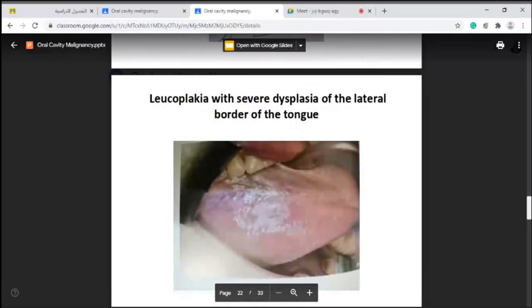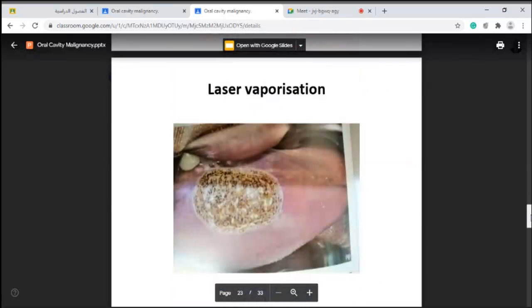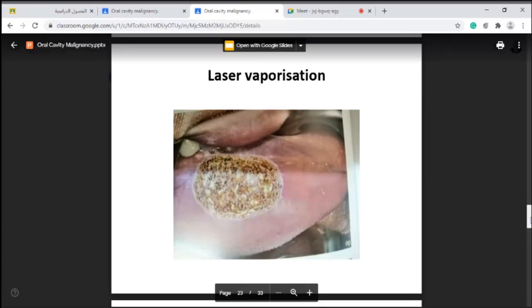This picture shows leukoplakia with severe dysplasia. We mentioned that if the patient has more severe dysplasia, there is more risk of malignancy, here at the lateral border of the tongue. This is the lateral border of the tongue. This is by laser vaporization. We can remove these tumors by laser vaporization.